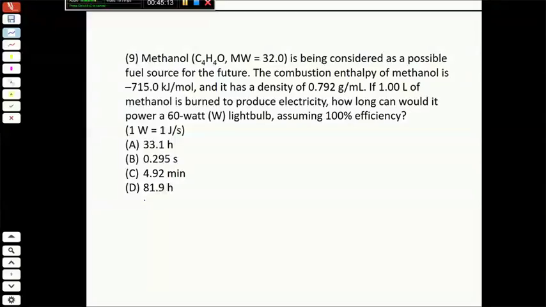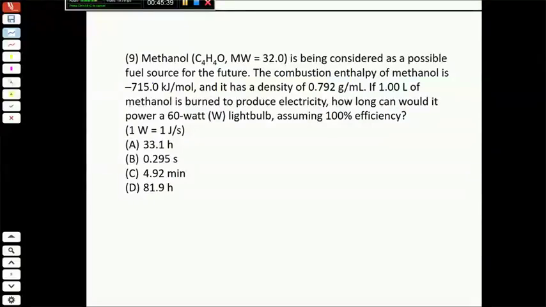The combustion enthalpy of methanol is minus 715.0 kilojoules per mole, which means that when we burn 1 mole of methanol, we get 715 kilojoules. And then, of course, if we're using it as a fuel, we use that energy to do something. And it has a density of 0.792. If we burn 1 liter of methanol, so let's say we take a liter of methanol and burn it, and we produce electricity, how long would it power one 60-watt light bulb?